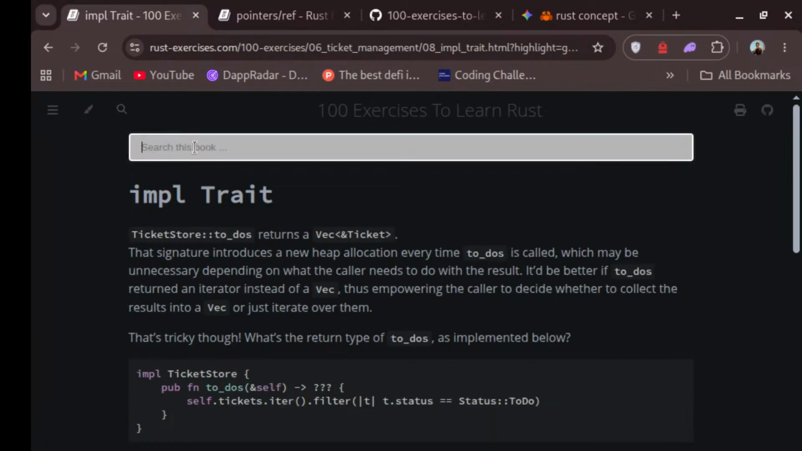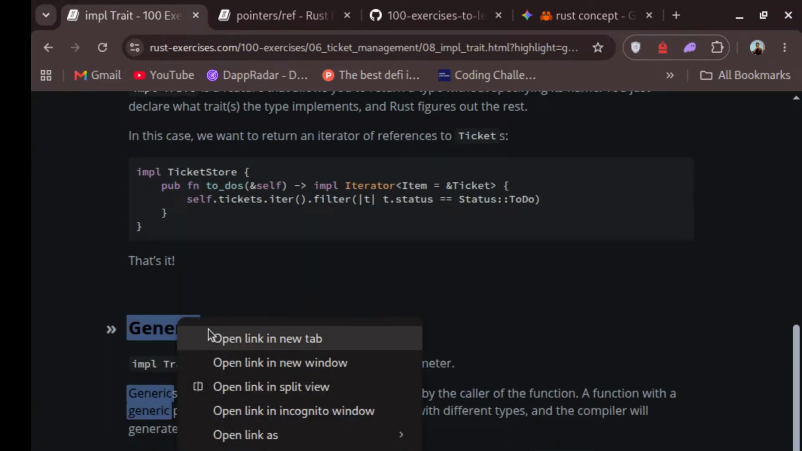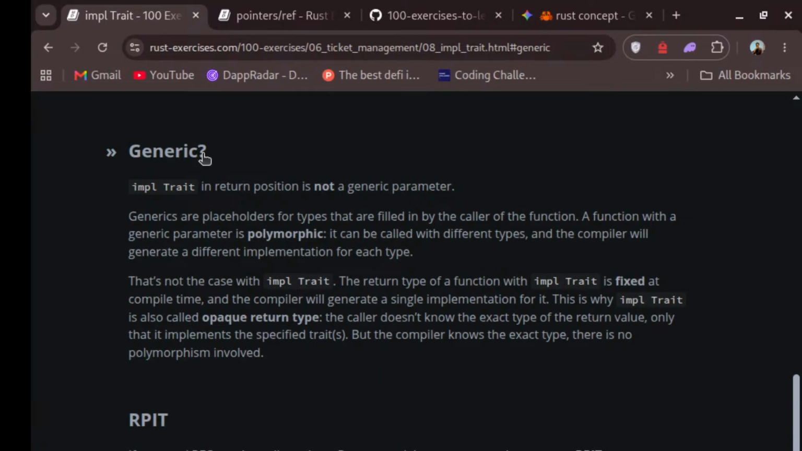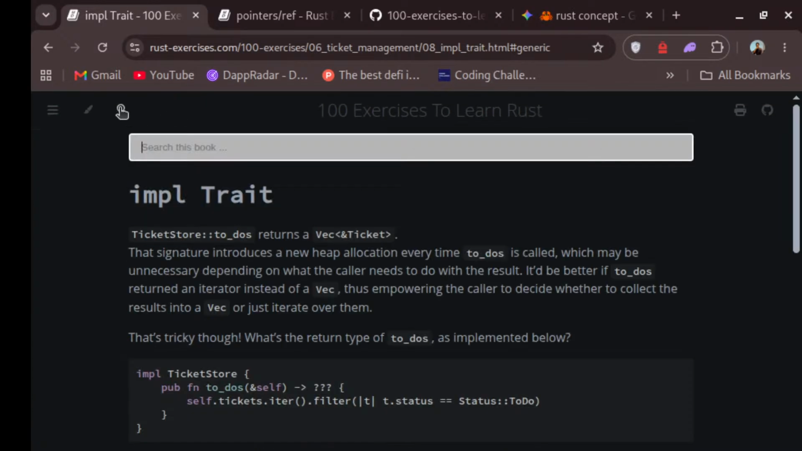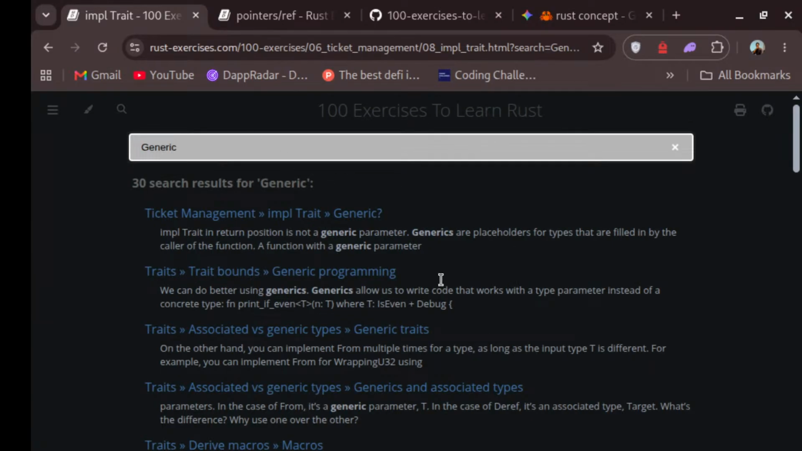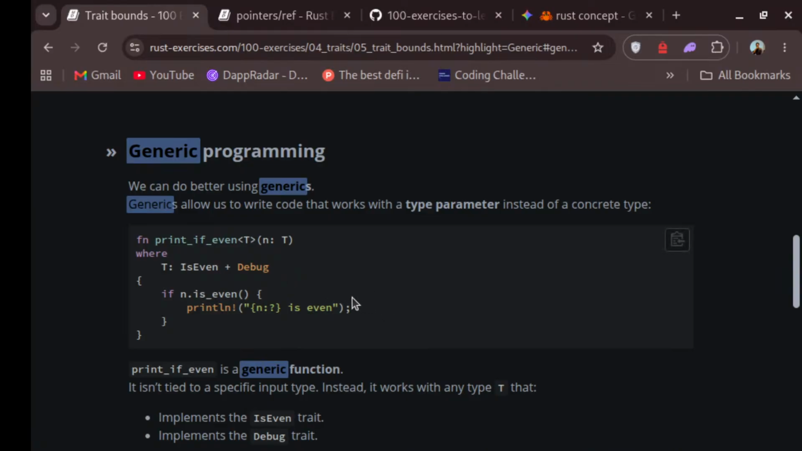Generics. I have to find out only generics, not trait implementation. Generics programming. This is the generics programming. So we can do better using generics.